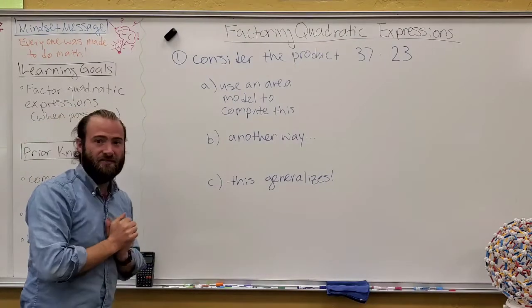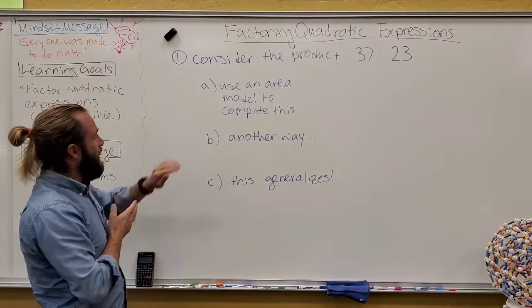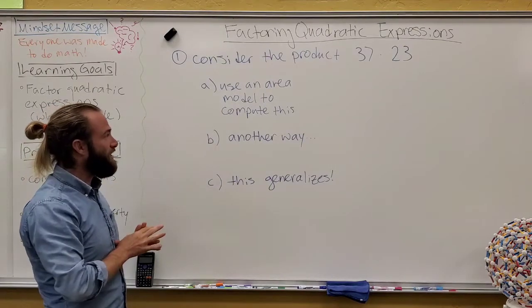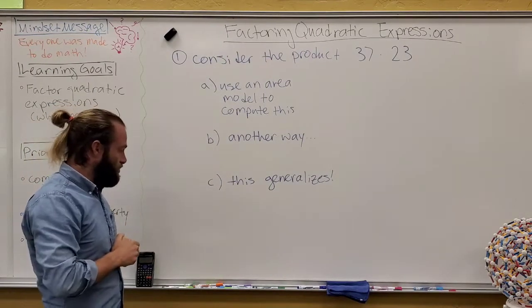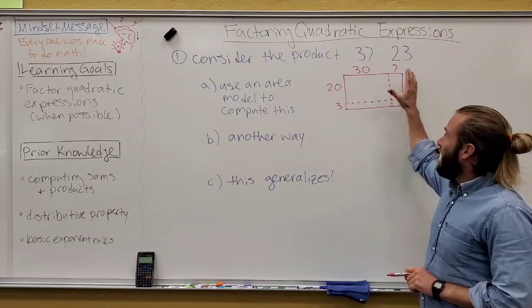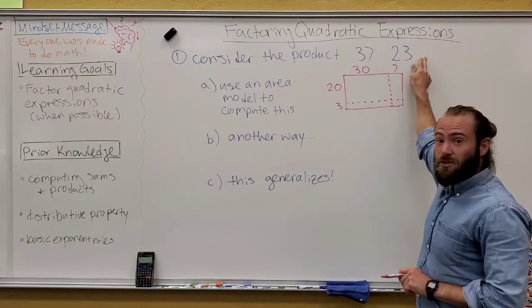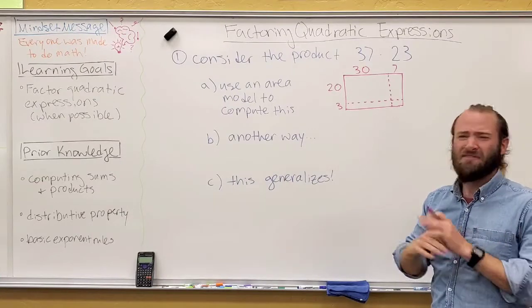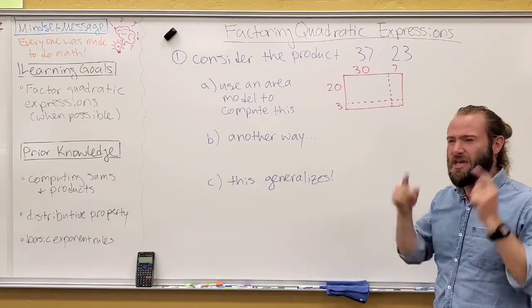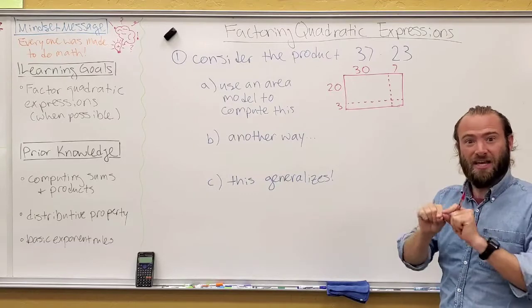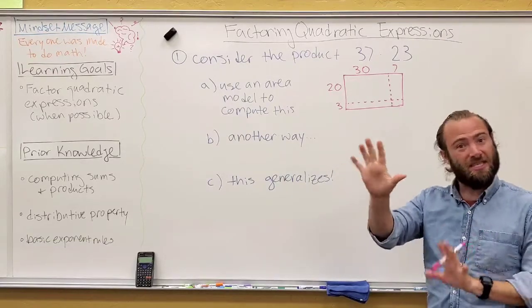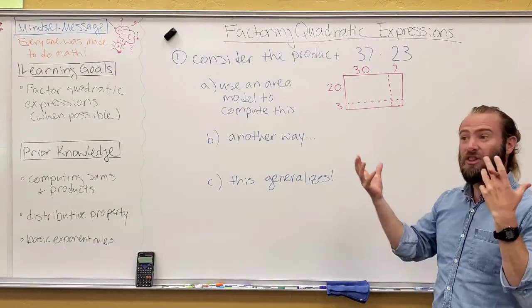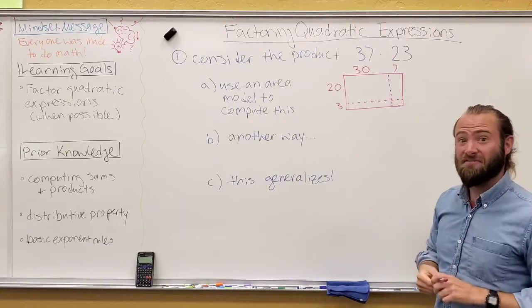Consider the product 37 times 23. And the first question asks us to use an area model to compute this. So, I like to think of the product 37 times 23 as the area of a 37 by 23 rectangle. Every time I see a product of two numbers, in my mind I think, oh, a rectangle's area, because it's so simple. It's length times width. And we can learn a lot from thinking about it in that visual way.